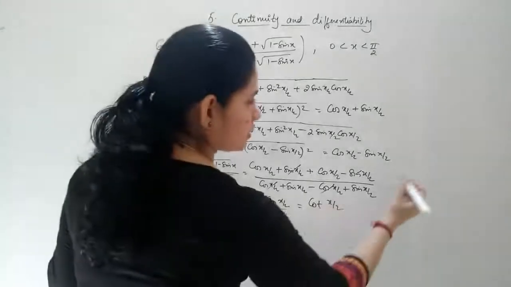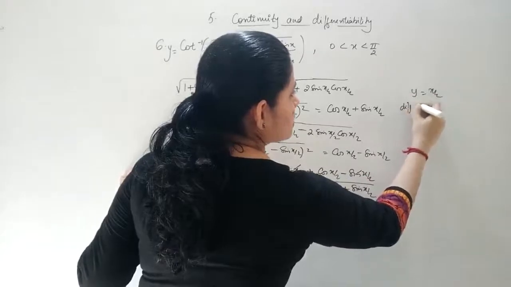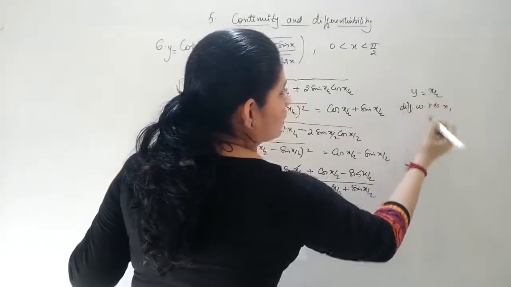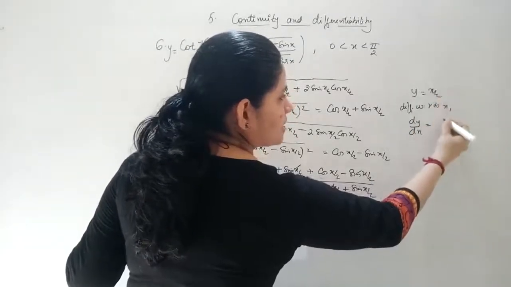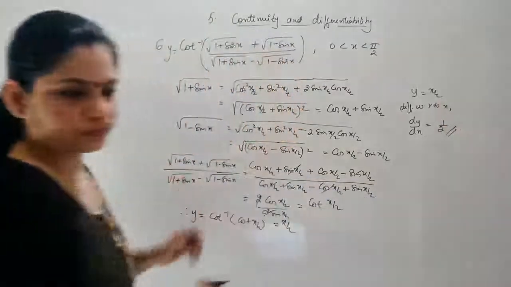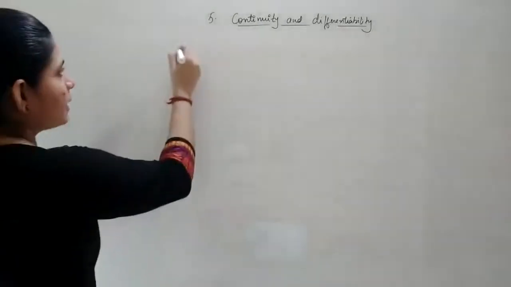Now we can differentiate. y equals x by 2, differentiating both sides with respect to x will give you dy by dx equals, the derivative of x with respect to x is 1, so it is 1 by 2. Understood? Seventh one.